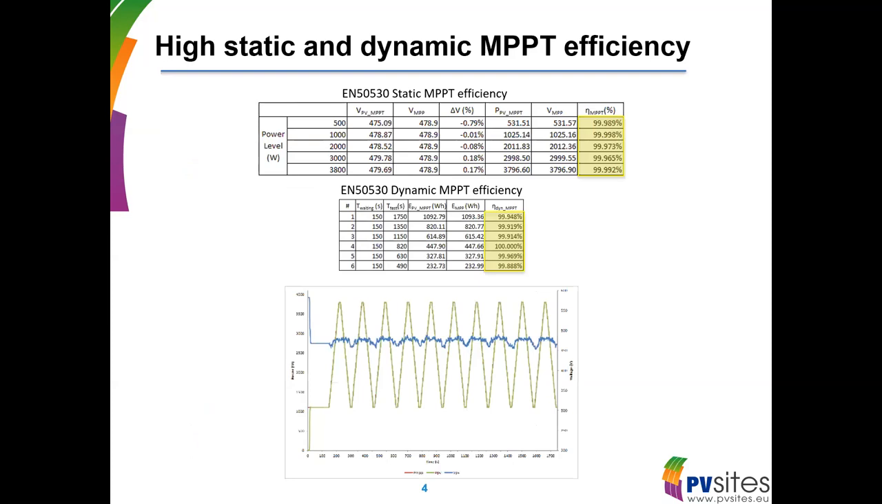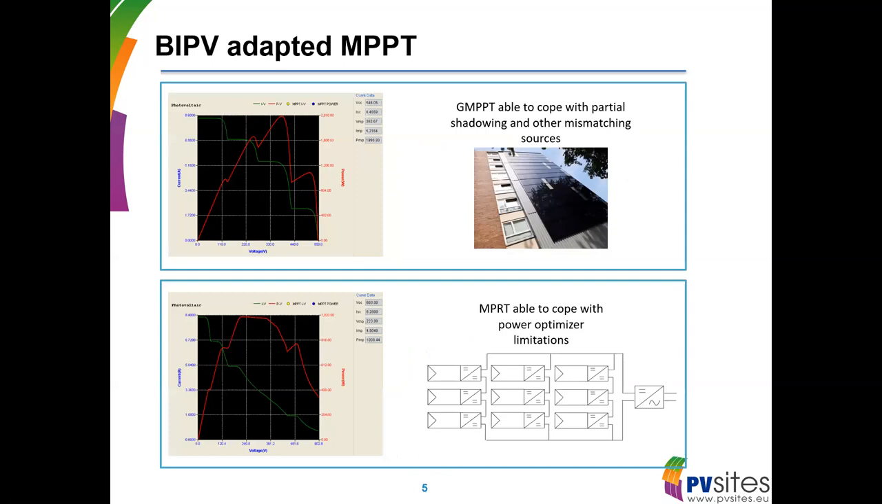But when working with PV, it's not only important the conversion efficiency, but also the MPPT efficiency. That means the power that we are able to extract from the PV generator in comparison with the available power in this PV generator. For this purpose, there is a standard that measures the static and dynamic MPPT efficiencies. As you can see in the figures, we are above 99.9 in all the cases that the standard regulates. So it's very good efficiency. But in the case of BIPV, apart from the profiles that the standard states, there are other questions that we have to take into account.